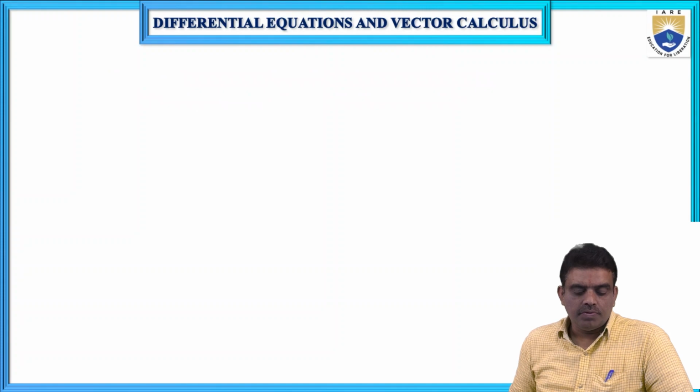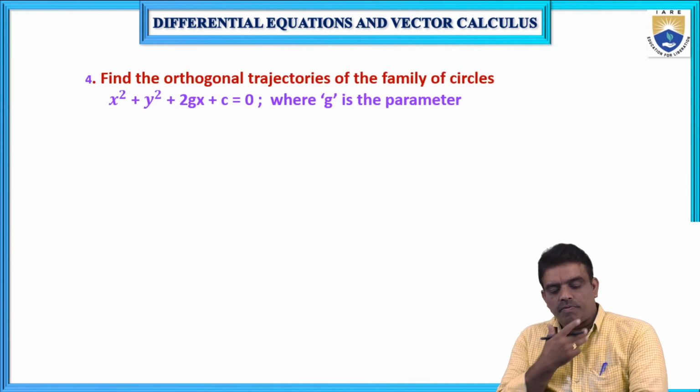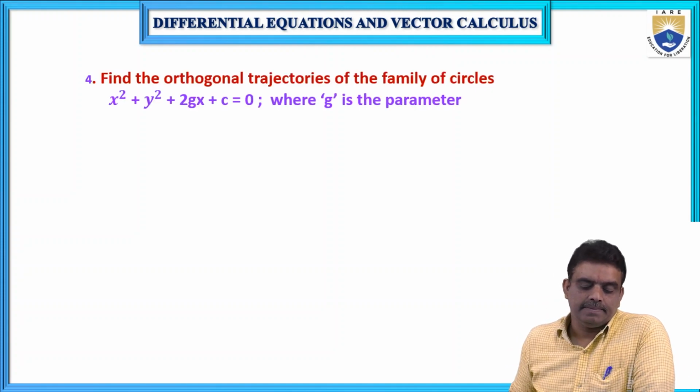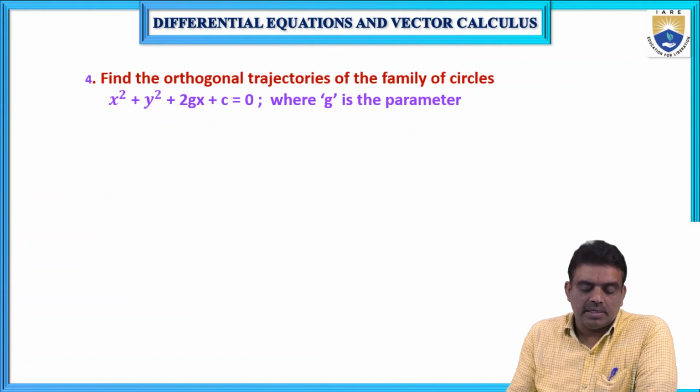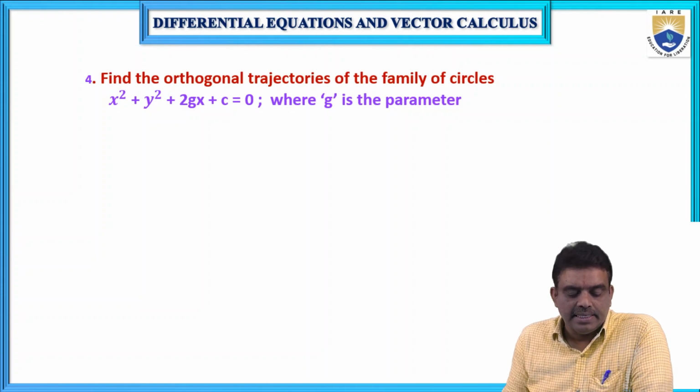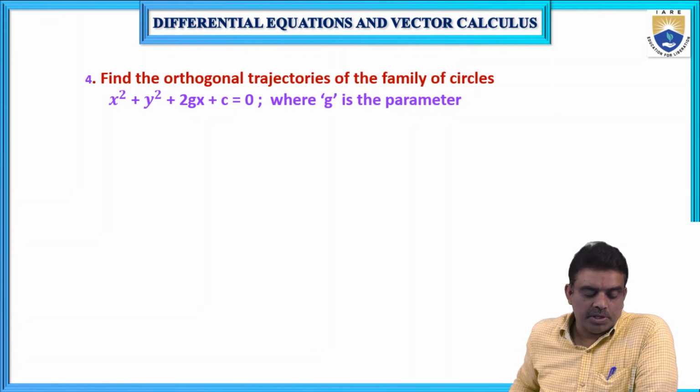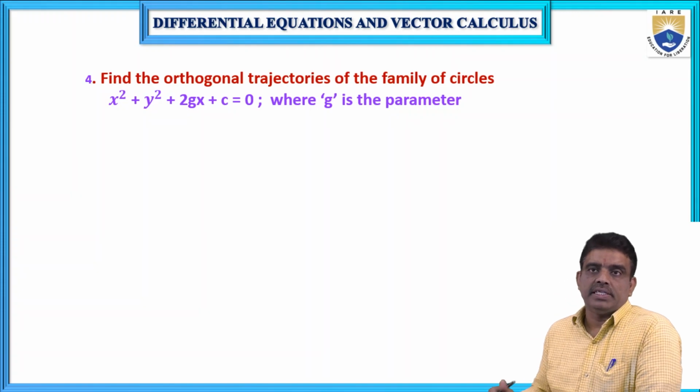And we go for the last problem. Find the orthogonal trajectories. I think one more problem is also there. Find the orthogonal trajectories of the family of circles x square plus y square plus 2gx plus c is equal to 0, where g is the parameter.